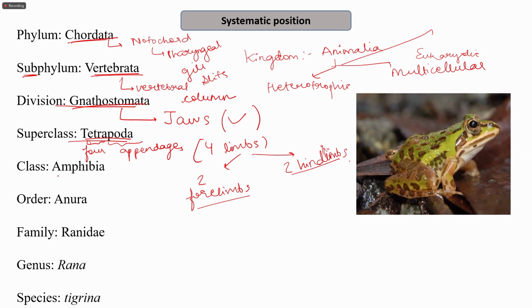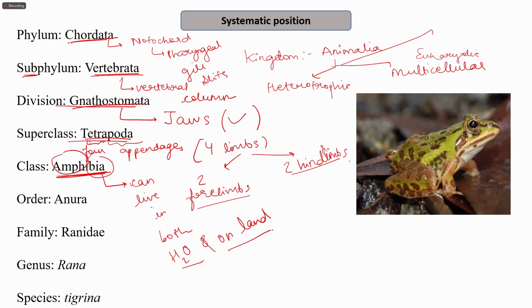They belong to class Amphibia. Amphibia means they can live in both water and on land. Now they belong to order Anura, family Ranidae, genus Rana, and species tigrina.